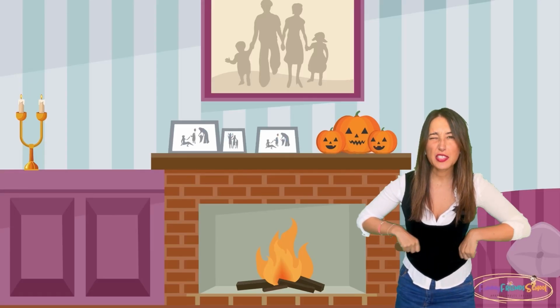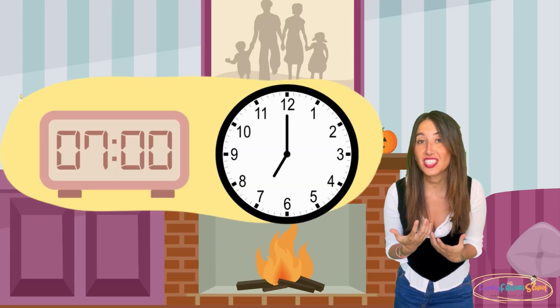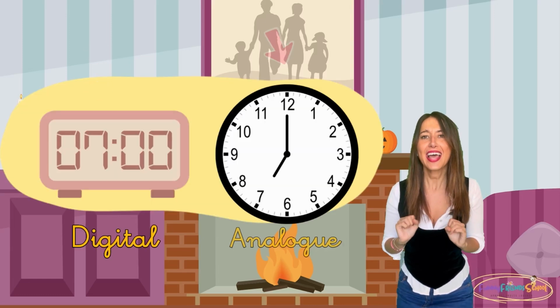You want to know how to say the hours in English? Promise, it's a very easy thing to do. First, we are going to see these two clocks. One is digital and the other one is analog.